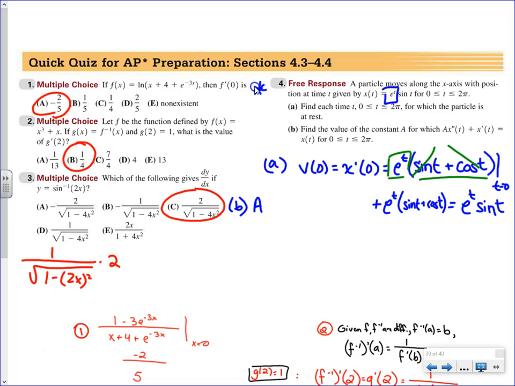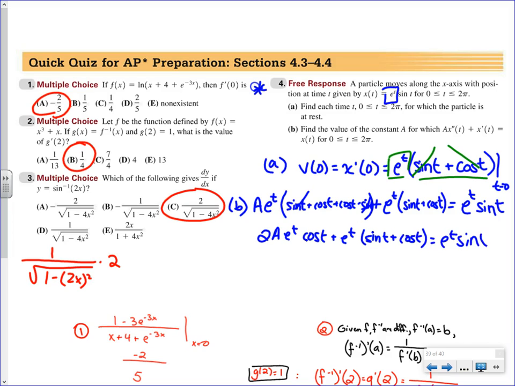Second d first. Nice thing is we can pull an e to the t out again. Second, that'd be sine of t plus cosine of t, plus first d second. Derivative of sine would be cosine of t. Derivative of cosine would be negative sine of t. Oh, hey, the signs cancel, right? And you have two cosines. And we end up with 2a e to the t cosine of t plus e to the t sine t cosine t equals e to the t sine t.